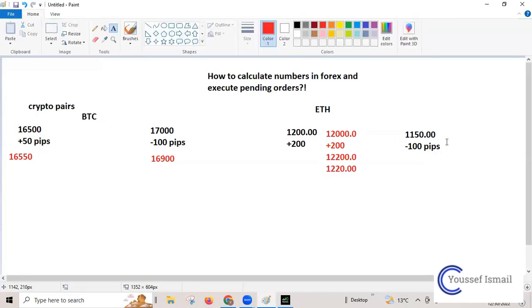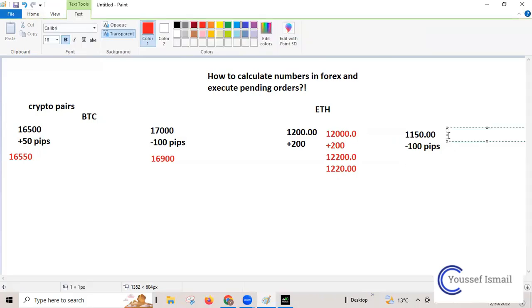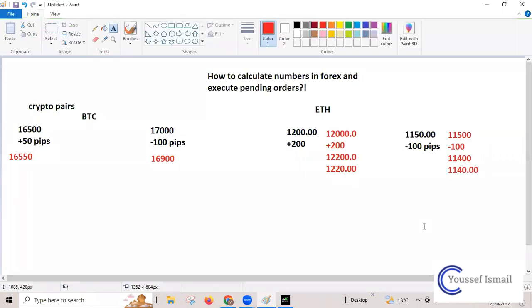Let us take the last example, which is 1,150, and we are going to subtract 100 pips from that number. So we will need to change the number to the same form that we just talked about by moving the decimal point to the right. And the number will be written like so, 11,500. Then we're gonna subtract 100 from this number, and the result will be, in that case, 11,400. And when we change it back to its original form, it will be 1,140. So this is how to calculate numbers regarding crypto pairs.